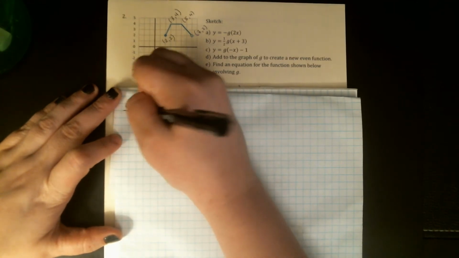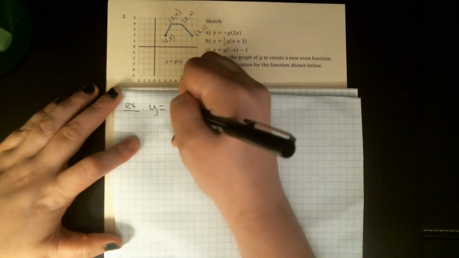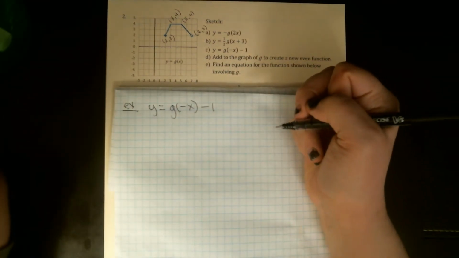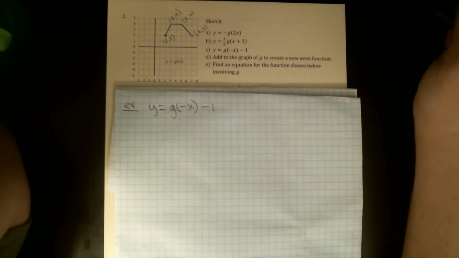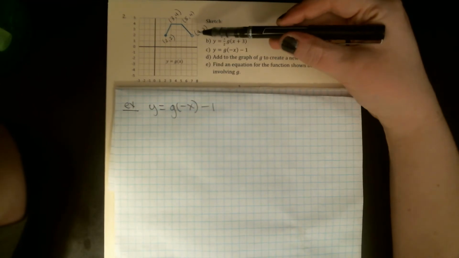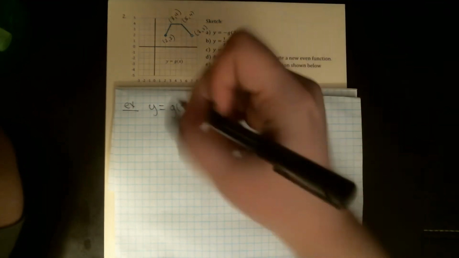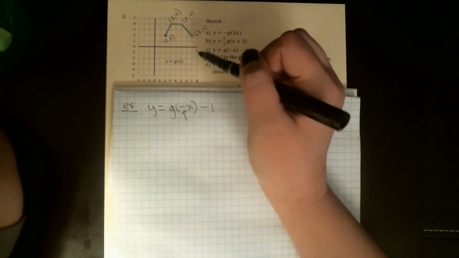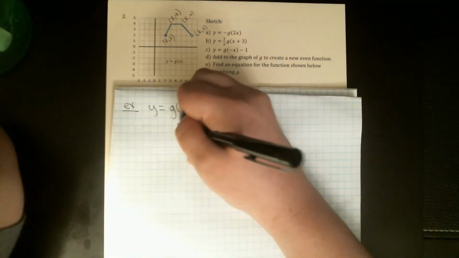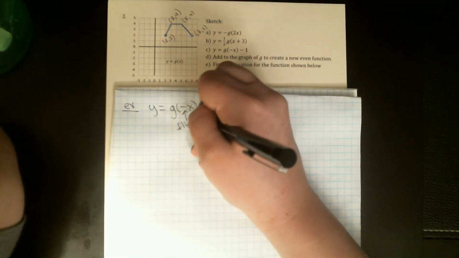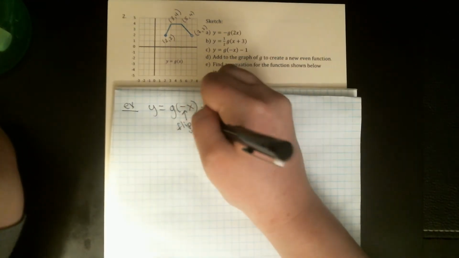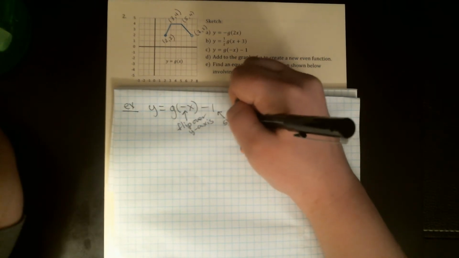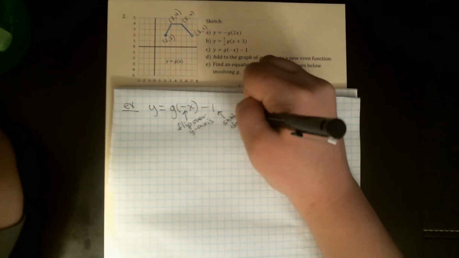We want to sketch y equals g of -x minus 1. Okay, so again, first thing that jumps out at me is this is referring back to function g, whose graph I have up above. The negative sign attached to the x's is going to flip all of our x's across to the other side, so that's a flip over the y-axis. The -1 is a shift down 1.